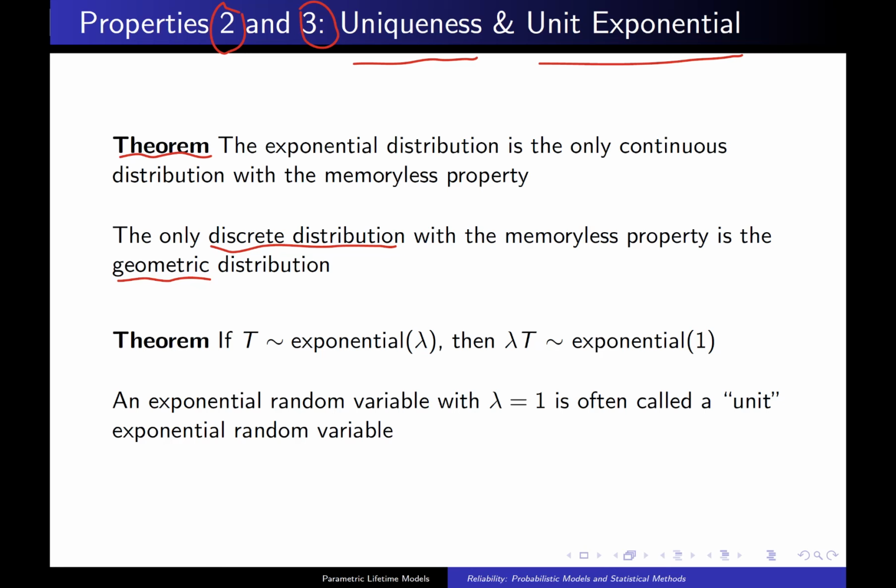Here is property 3, and it says the following. If T is exponentially distributed with parameter lambda, then the random variable lambda times T is exponential with a parameter of 1. An exponential random variable with lambda equals 1 is often referred to as a unit exponential random variable, and you will see that again in the next property.